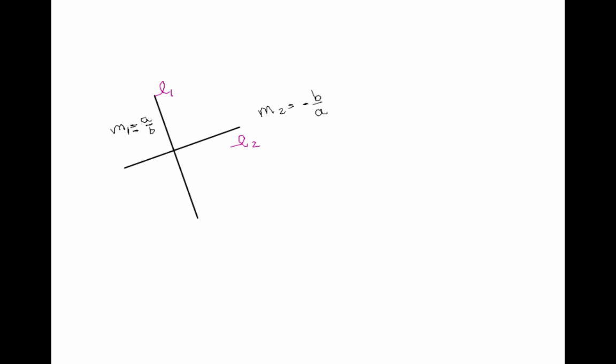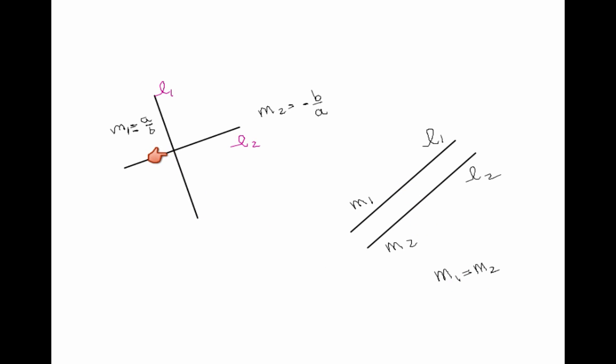If two lines are parallel, what's the relationship between the slopes? Exactly the same. m1 and m2 are the same. So you need to remember, if the lines are parallel, the slopes are exactly the same. If they're perpendicular, making a 90 degree angle here, the slopes would be negative reciprocals of each other.